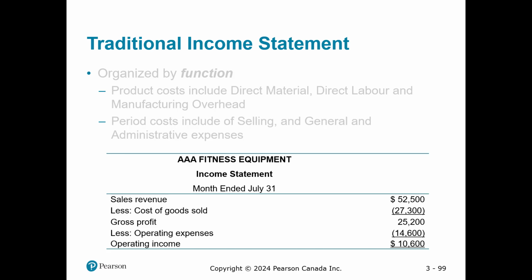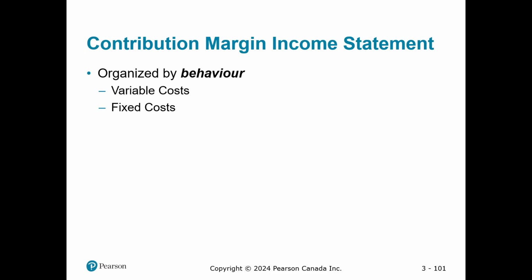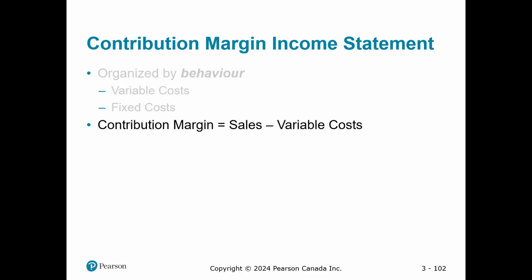So in management accounting, we want a better understanding of cost behavior, so we want to look at our income statement taking cost behavior into account. So we use a contribution margin income statement. It's organized by behavior. We split the costs into variable costs and fixed costs. Then we calculate the contribution margin, which is sales minus variable costs. And what is the contribution margin? It's the amount of profit that is contributing to the coverage of the fixed costs plus profit.